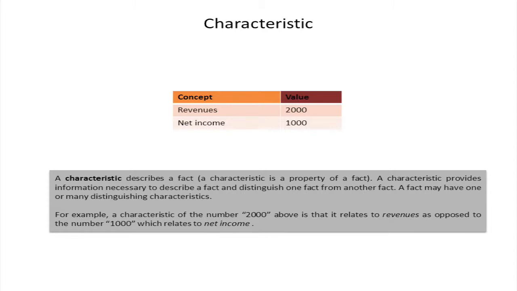A characteristic describes a fact. A characteristic is a property of a fact. A characteristic provides information necessary to describe a fact and distinguish one fact from another fact. A fact may have one or more distinguishing characteristics. For example, above you can see the characteristic of concept for the number 2,000 is revenues, as opposed to the concept characteristic for the second number, 1,000, which is net income.